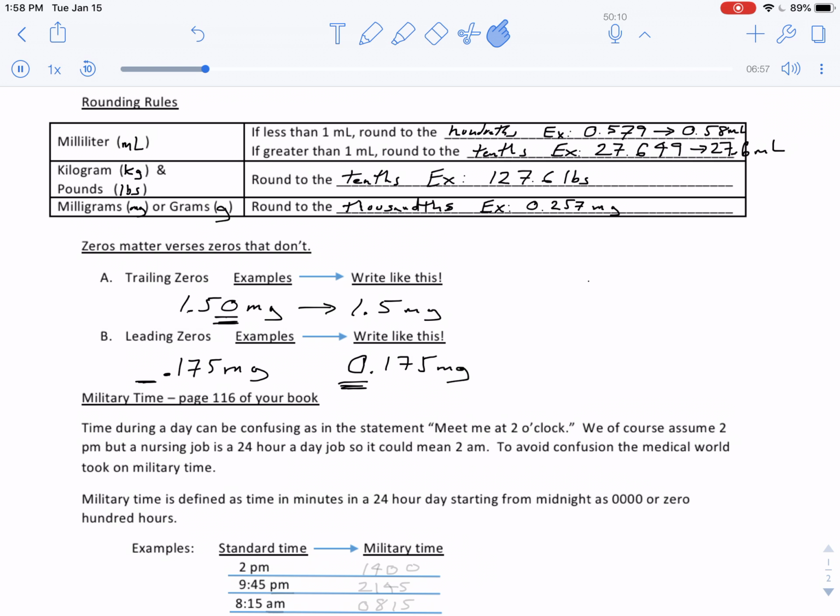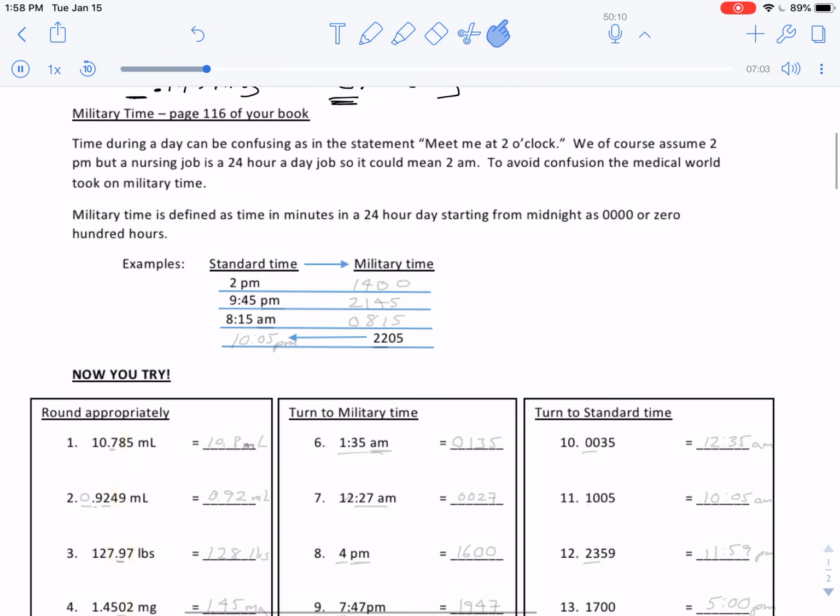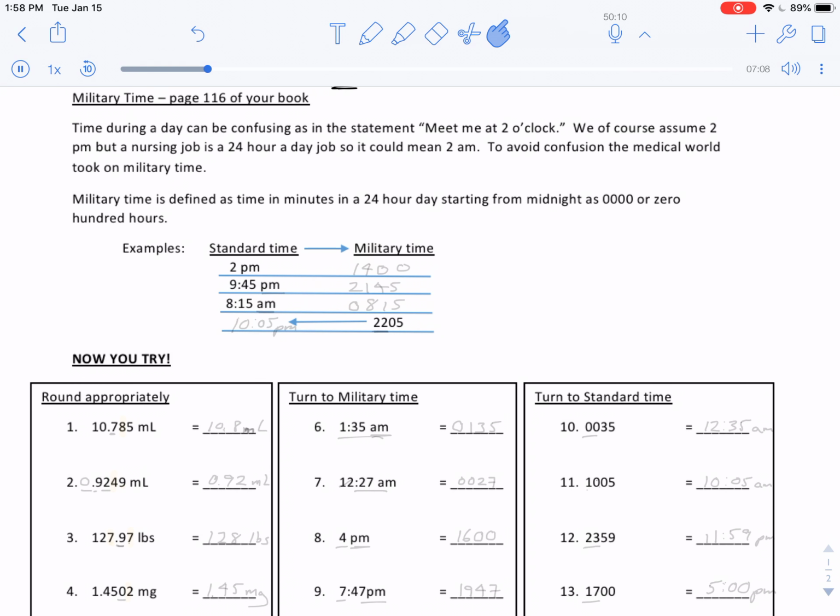So that's leading zeros and trailing zeros, okay? So watch out for those. They told me they might take off some points from you if you leave them there. All right. So military time is another thing we use a lot because it's confusing if I say 2.